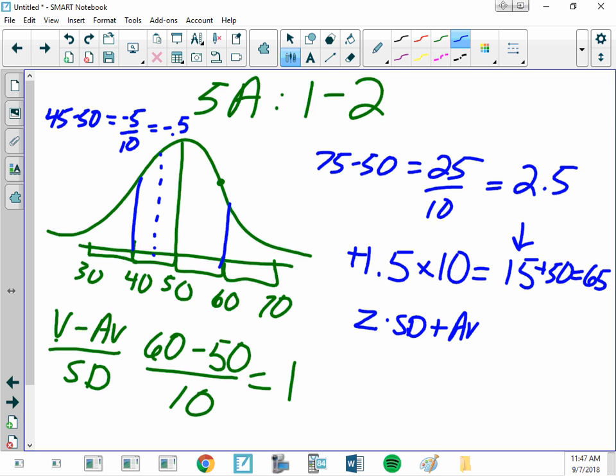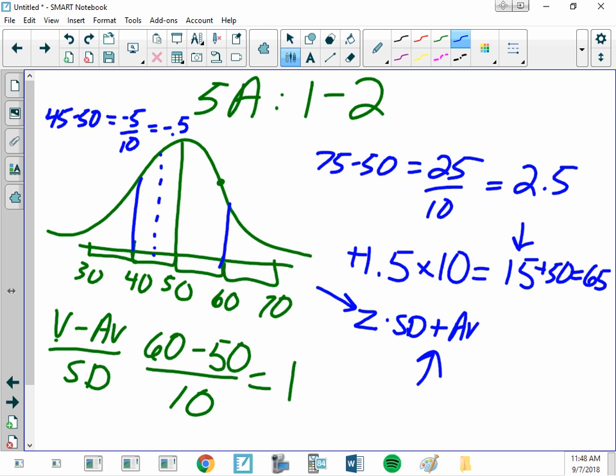But wait a minute, if I'm adding the average, do I have to worry about left side and right side? No, because the average is always positive, and the z will include a negative if we need to go left. Right? The sign on z will tell us which direction we need to go.